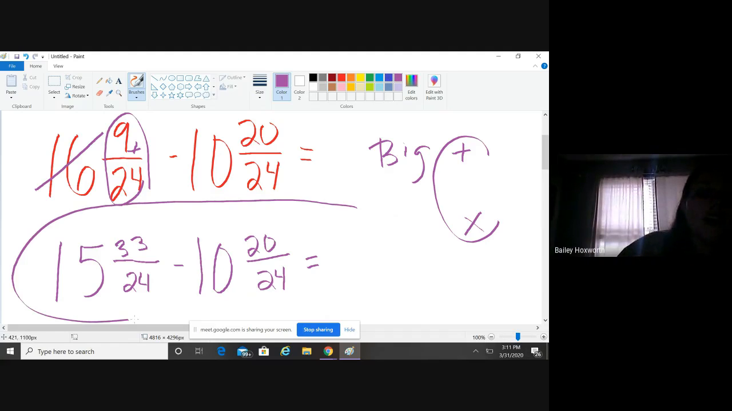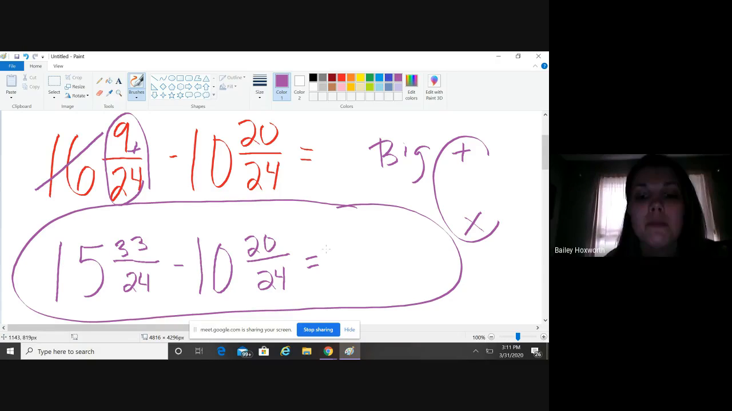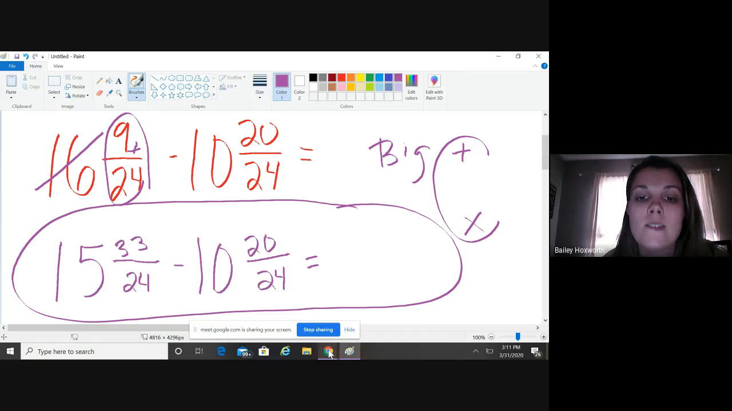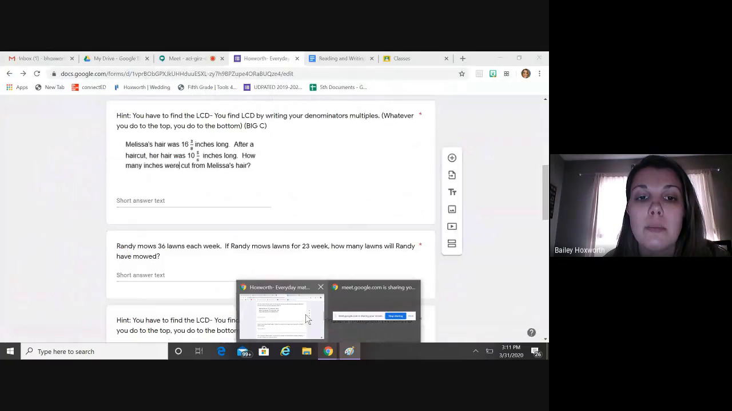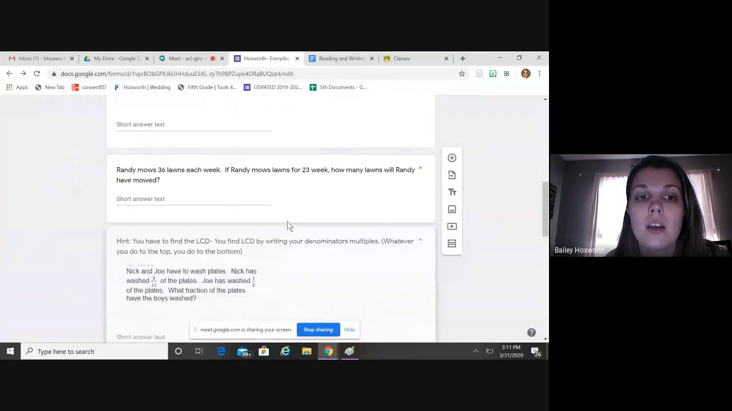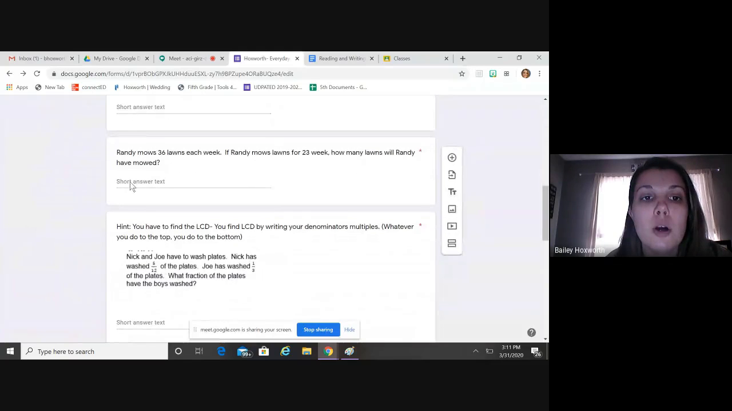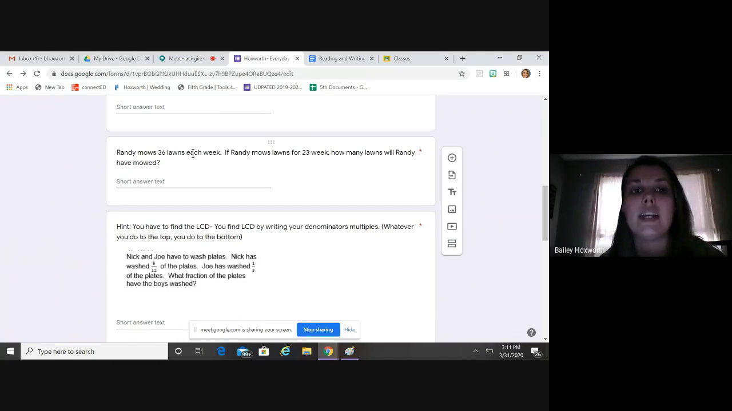So solving this is going to help you do number 2. Hit pause if you need to so you can keep up on that. All right. Randy mowed 36 lawns each week. If Randy mowed lawns for 23 weeks, how many lawns will he mow? Each means multiply, divide. Here I'm trying to find the total, so I need to multiply.